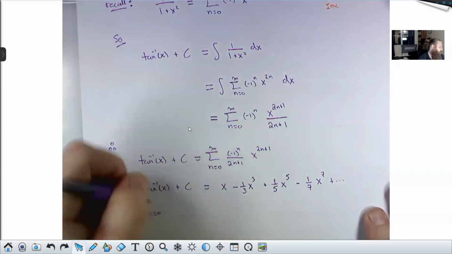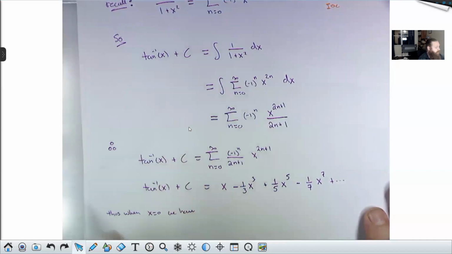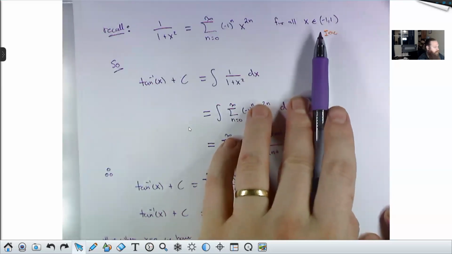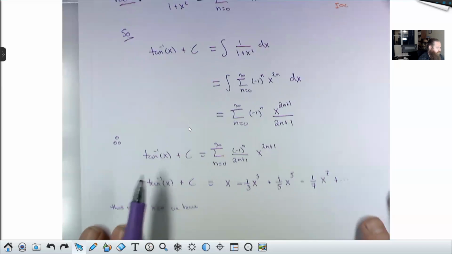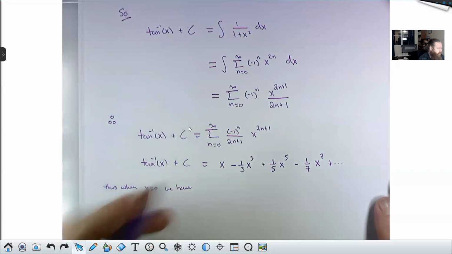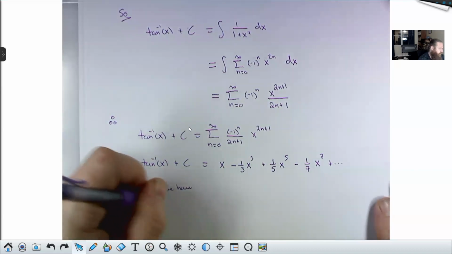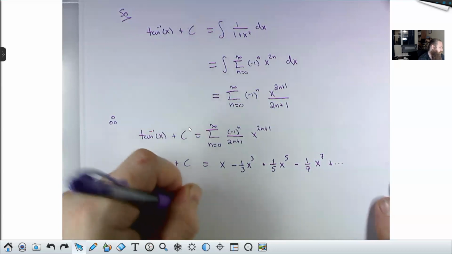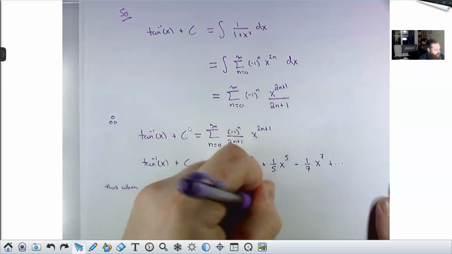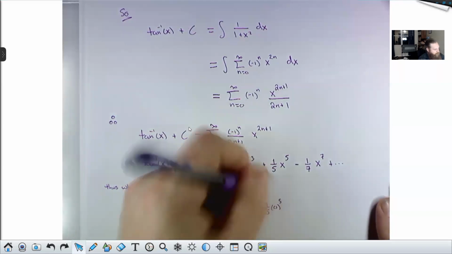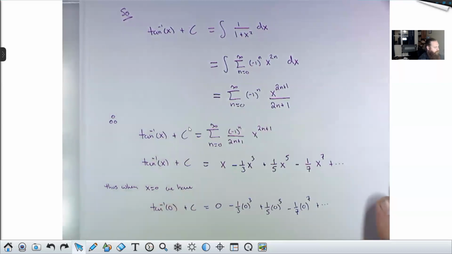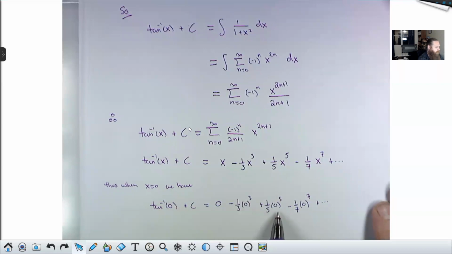Thus, when x equals 0, we know 0 is in the interval of convergence because my original interval of convergence is -1 to 1. This is a series centered at 0. The center is always in the IOC because the IOC is always symmetric about the center. We can plug in 0, and when we do that, we get the inverse tangent of 0 plus c is equal to 0 minus 1/3 times 0 cubed plus 1/5 times 0 to the 5 minus 1/7 times 0 to the 7, and so on.